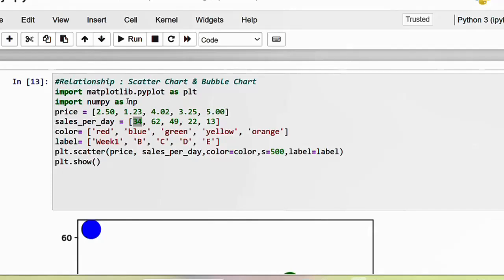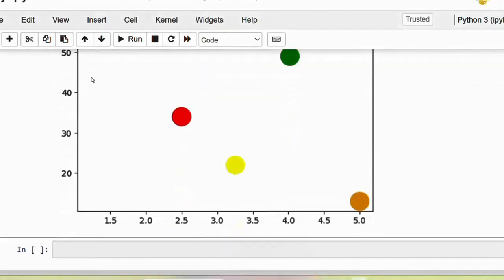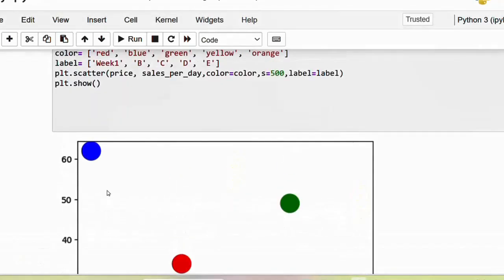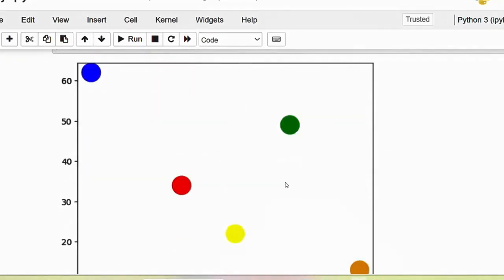If the price is, let's say, 2.5, then sales is 34, and when the price was 1.23, the sales was 62. It means when the price was low, the sales increased. If we check the program in the chart, that is the maximum sales. The price was 1.23, and when the price was 2.50, the sales was 34 in red color. So this way we can analyze the relationship between the price and the sales of the product.